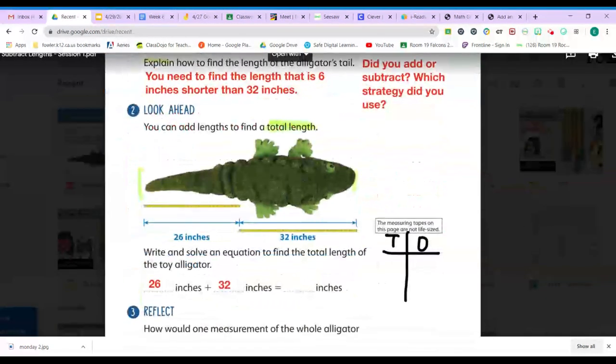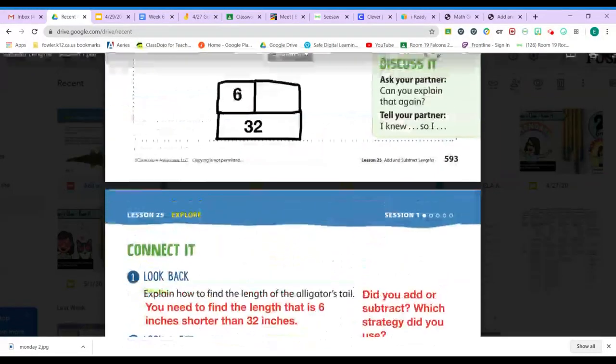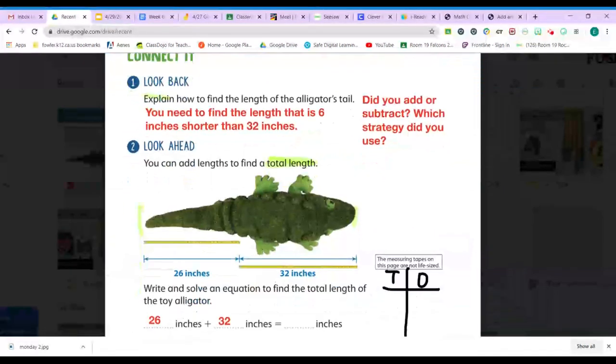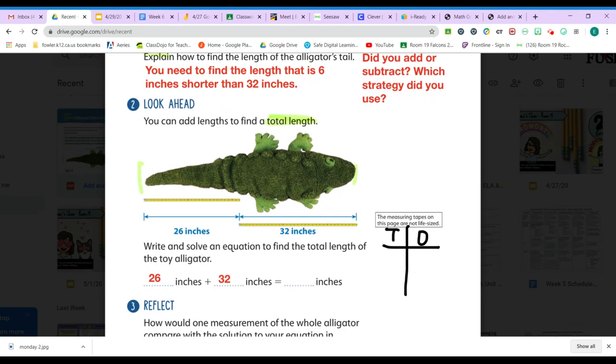Well, you're saying, Miss Giannis, where did you get 26 inches? When you subtract 32 and you take 6 away, you get 26. So we know that the tail is 26 inches now, and they already gave us the 32 inches. So I want you to add 26 plus 32 inches. So we're going to find the total length. We found the part. Now we're going to find the whole.